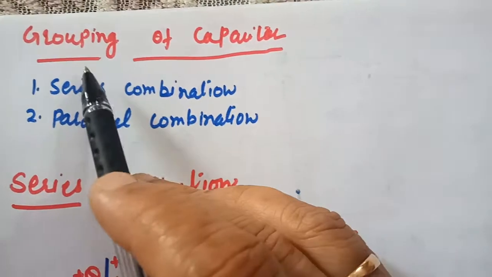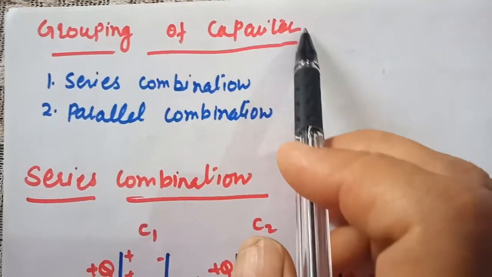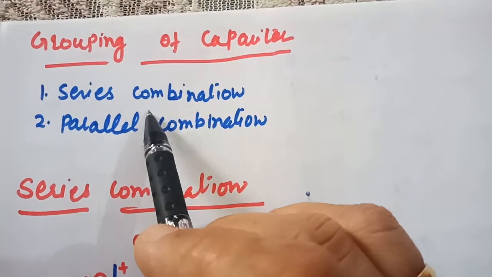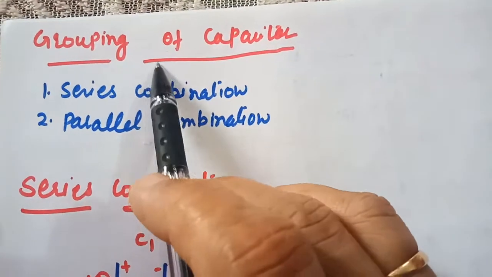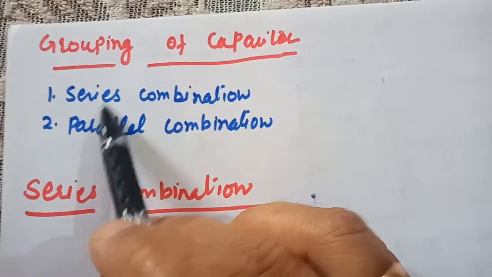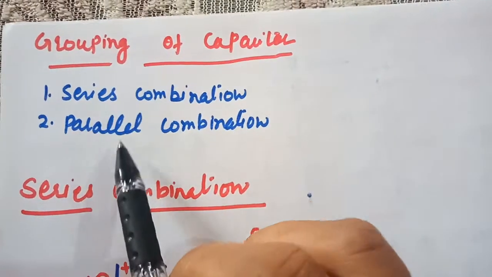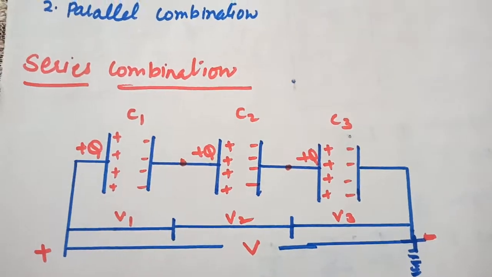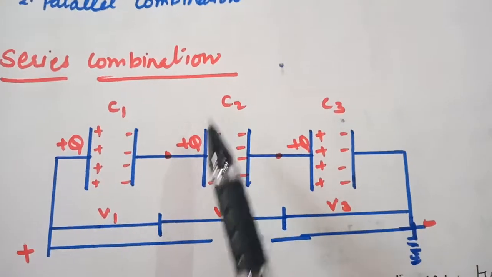Now the next concept is the grouping of capacitors. As you have done, the resistances are in series and parallel combination. In the same manner, you can connect the capacitors in series and parallel combination. So in this video I am going to explain the series combination first.